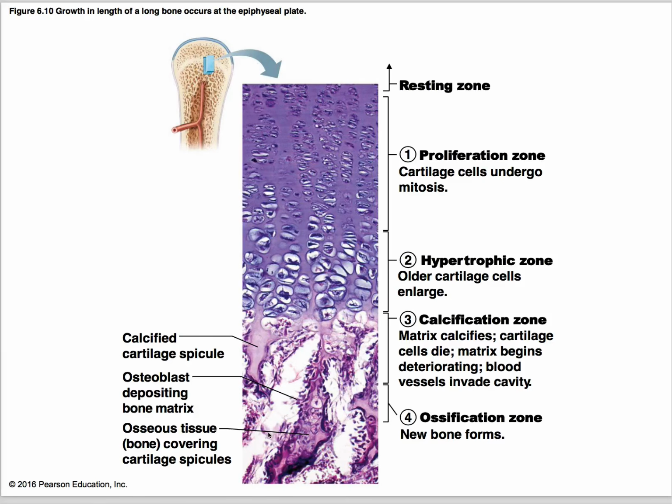And then in the fifth step, finally, the blood vessels start to come in. Now you've got osteoblasts and osteoclasts coming in, and they start breaking down the old matrix and building up the new matrix, laying down the new bone, right?